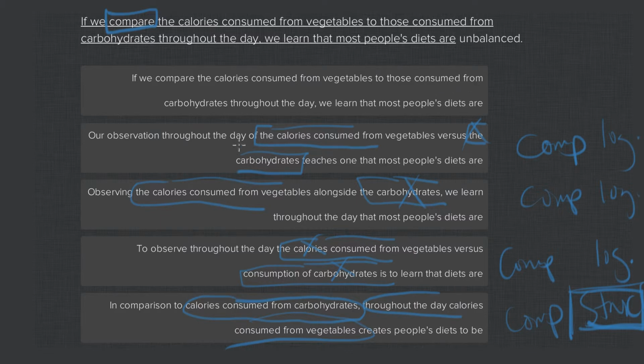And we have that up here in A. If we compare the calories consumed from vegetables to those consumed from carbohydrates, "those" is a stand-in. This is a pronoun for calories. So we're comparing calories and calories. That'll be your correct answer. Really hard problem.